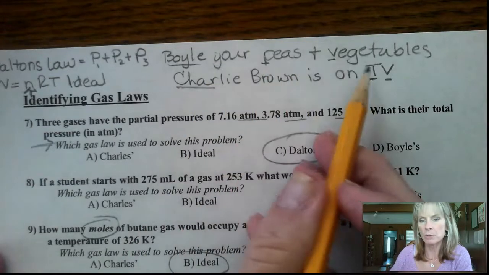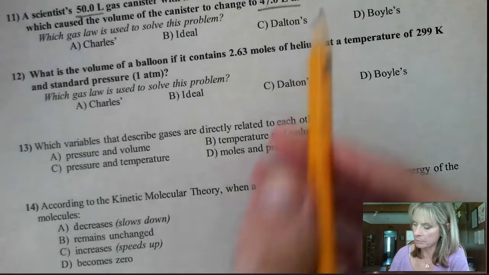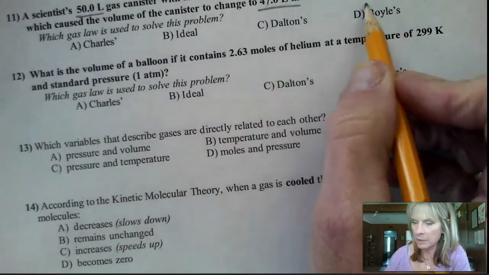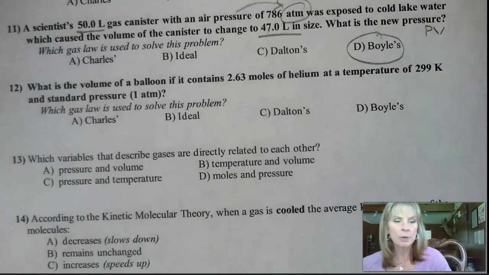Boil your peas and vegetables. So pressure and volume is going to be Boyle's law. Where's Boyle's law? There it is. D. Boyle's law.